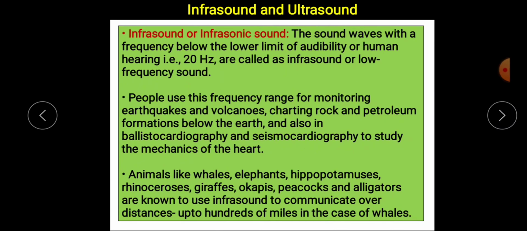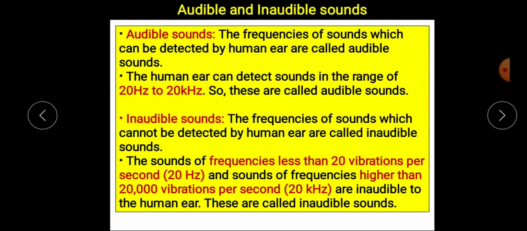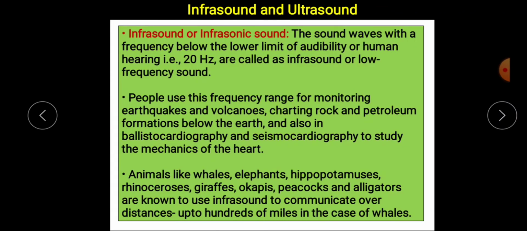Now, infrasound or infrasonic sound. The sound waves with a frequency below the lower limit of audibility or human hearing, that is below 20 Hz, are called infrasound or low frequency sound. Just now we have discussed here, right? The lower limit for human hearing is 20 Hz. If the frequency of the sound is less than 20 Hz, then such sounds are called infrasonic or infrasound.